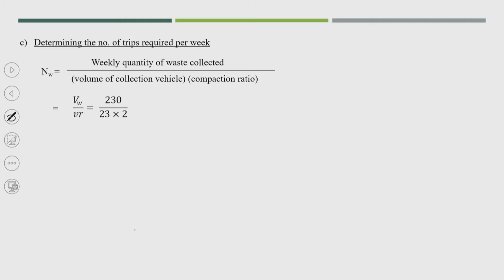So, 230 meter cube per week is already given, and the collection vehicle is 23 meter cube. So, from that we can calculate 5 trips per week, that is the NW value.